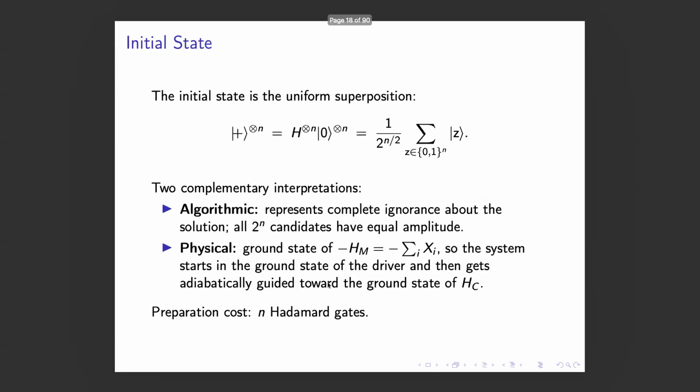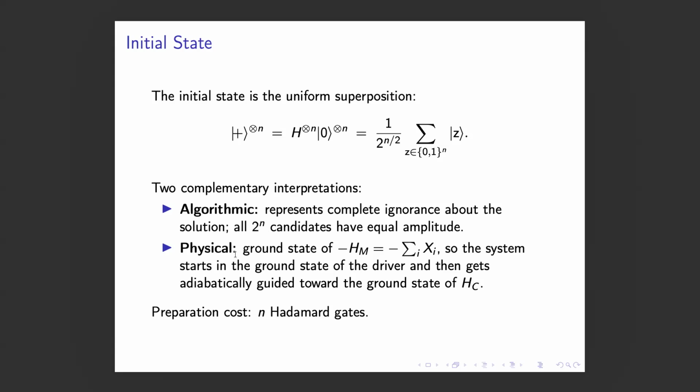So the initial state is often a uniform superposition here, where these H's are actually Hadamards, which you act on every qubit. So that's a pretty common way to initialize the system. And there are 2 representations. One represents complete ignorance about the solution. All 2 to the n candidates have equal amplitude.